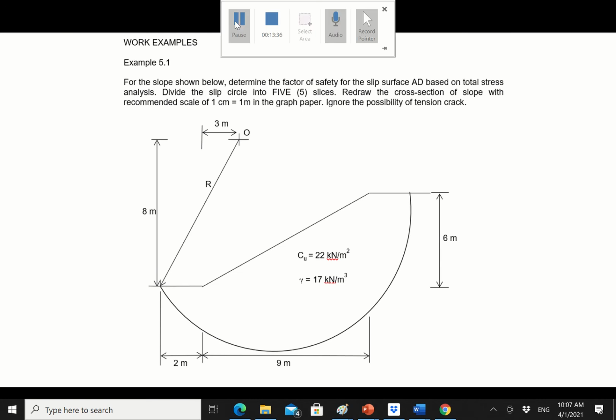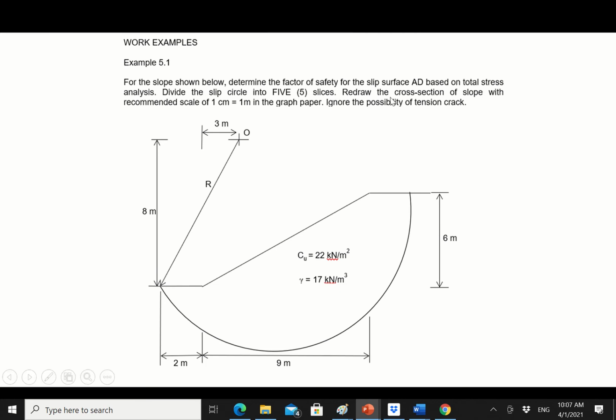Okay, so right now we want to understand the theory and apply the theory to the question. This will be the worked example, example 5.1, that you can use to enhance the knowledge you have earlier. So first we need to really understand the question given. For example 5.1, for the slope shown below, determine the factor of safety for the slip surface AD based on total stress analysis. Divide the slip circle into 5 slices.